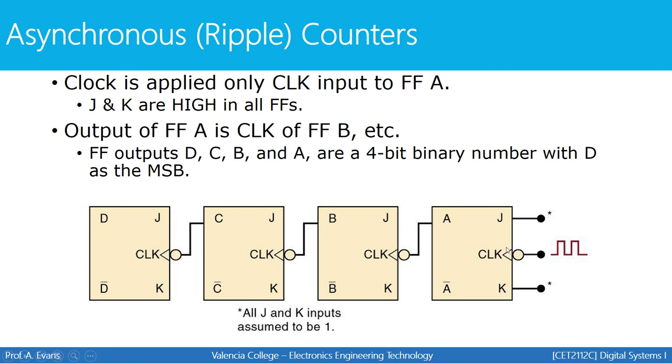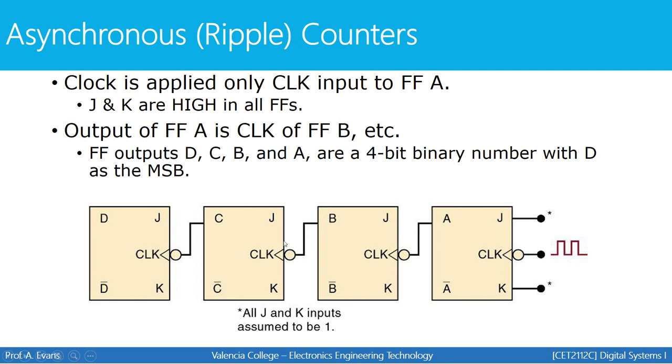Now, another thing I want you to notice is that this symbol right here represents an external clock signal, like the clock signal you might use from a function generator. That goes into flip-flop A. But notice that the output of flip-flop A becomes the input of flip-flop B. The output of flip-flop A is the clock signal for flip-flop B. The output of flip-flop B is the clock signal for flip-flop C, and so on. So we can see that there's only one external clock signal, and then the output of each flip-flop becomes the clock signal of the next. This is a defining characteristic of an asynchronous ripple counter.